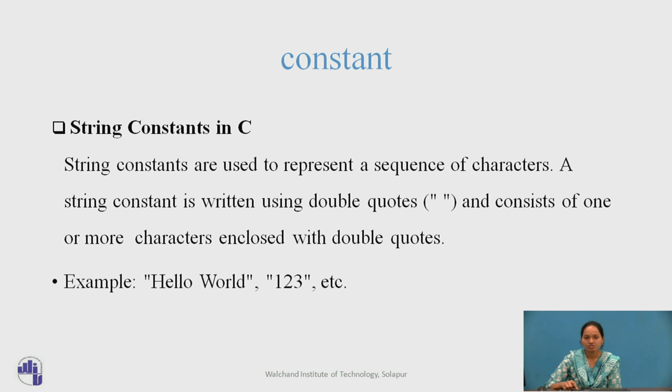Next one is string constant in C. String constants are used to represent a sequence of characters. A string constant is written using double quotes and consists of one or more characters enclosed within double quotes. Example of string constant is in double quotes "hello world". Hello world is a string constant, and in double quotes "123". Means when we write the string in double quotes, that constant is not changing during the execution of your program.